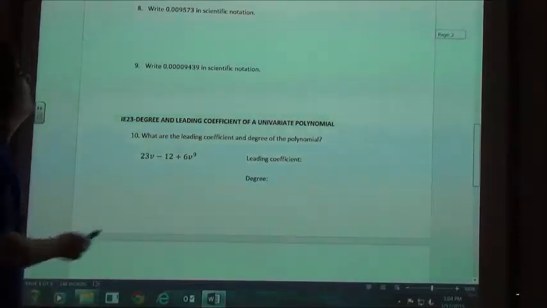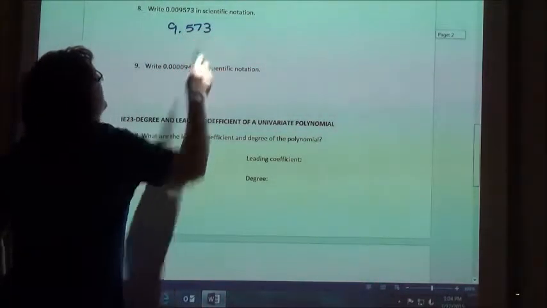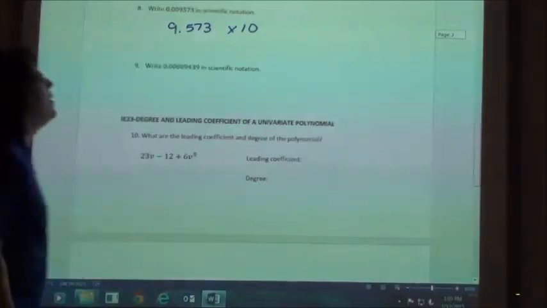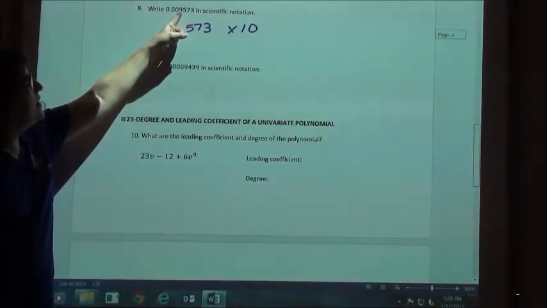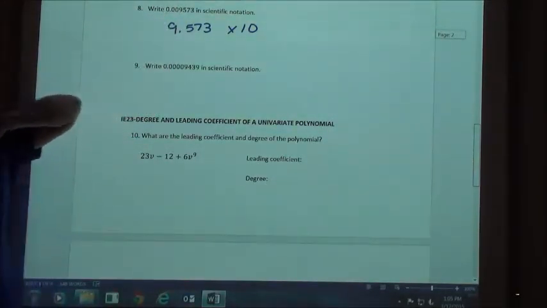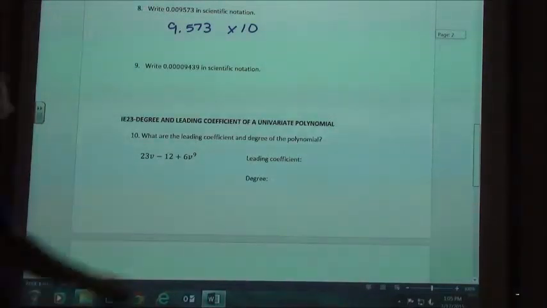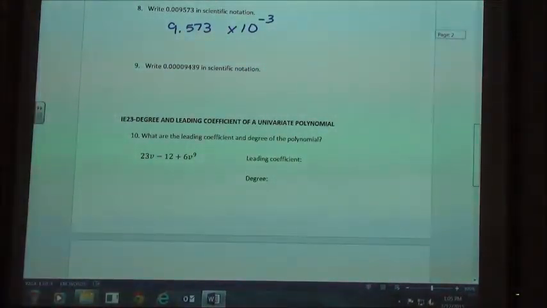Between the 9 and the 5? Exactly. So I'm going to have 9.573 times 10 to the, and if I put my decimal behind the 9 to get it back to where it originally was, what do I have to do? Times 10 to the -3? Exactly. I've got to move it backwards 3 places, so I have times 10 to the -3.